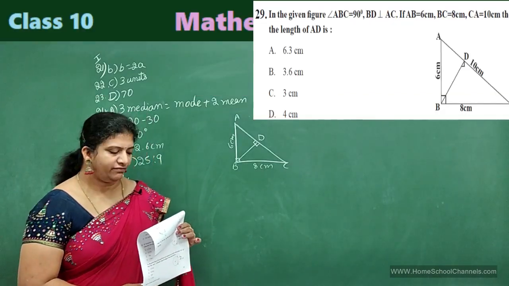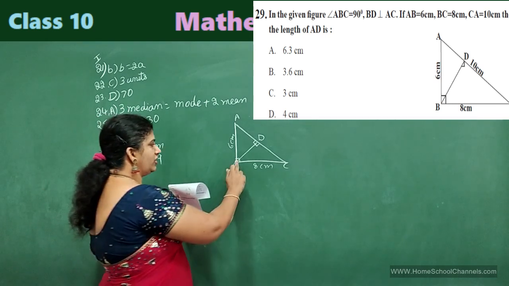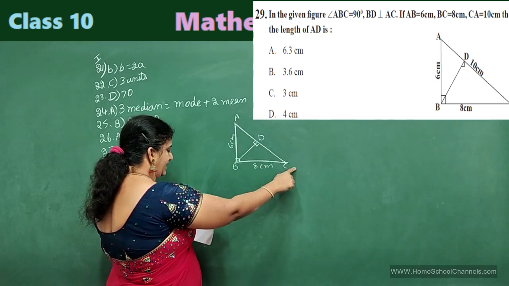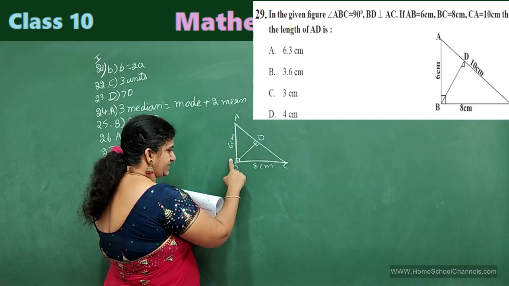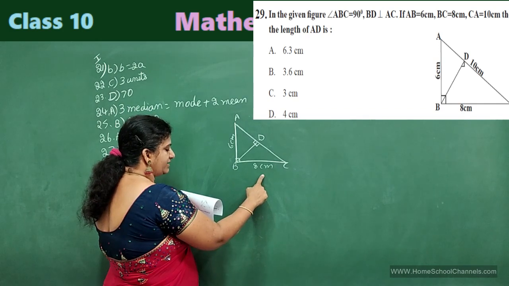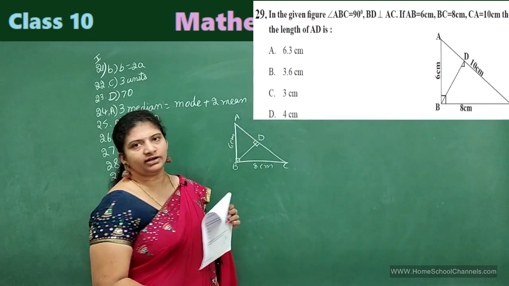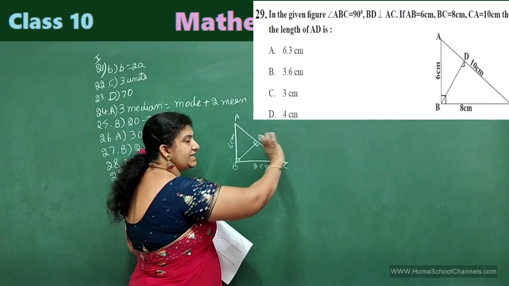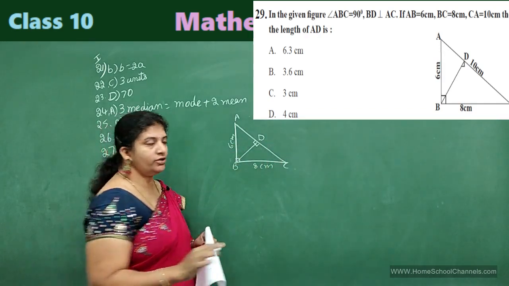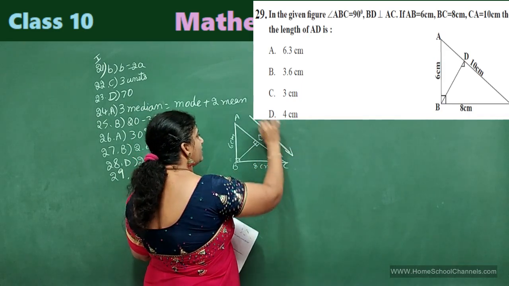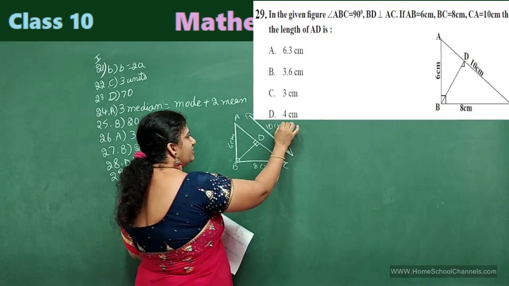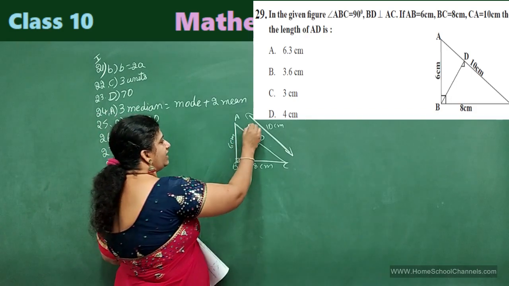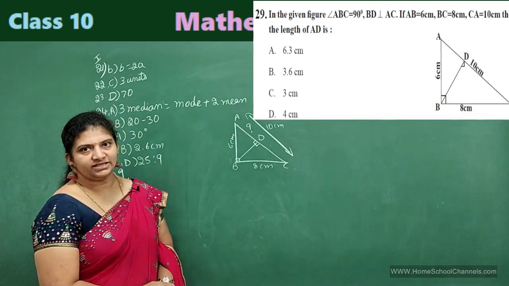29th one, in the given figure, angle ABC is equal to 90 degrees. This is a right angle. BD is perpendicular to AC. AB is equal to 6 centimeters, BC is equal to 8 centimeters, CA is equal to 10 centimeters. Observe in the figure what they have given. They have given CD 10 centimeters, children. But according to the question, AC from here to here is 10 centimeters. Then what is the length of AD is your question.